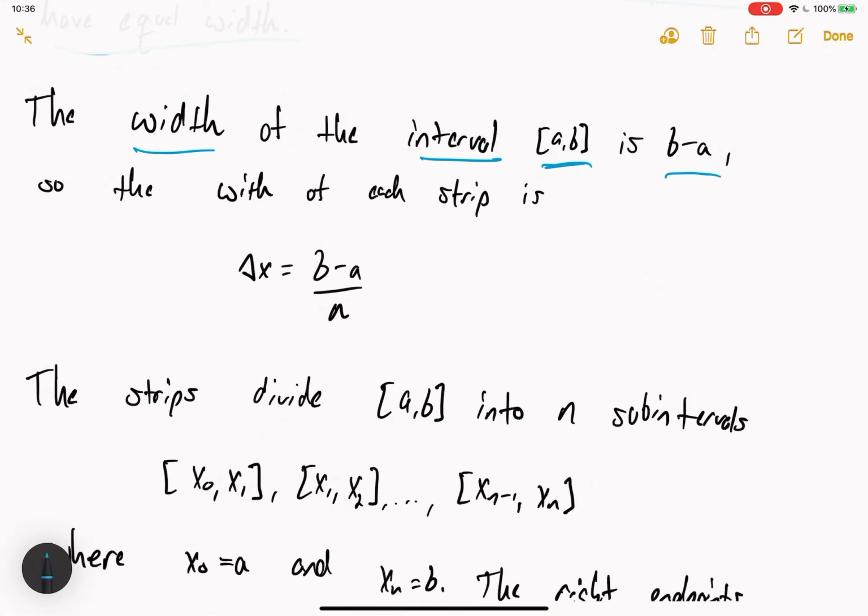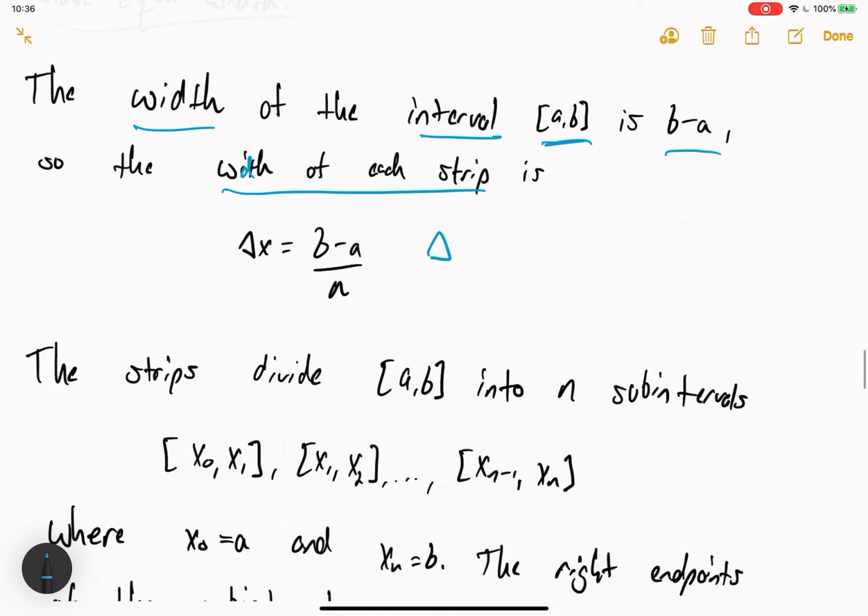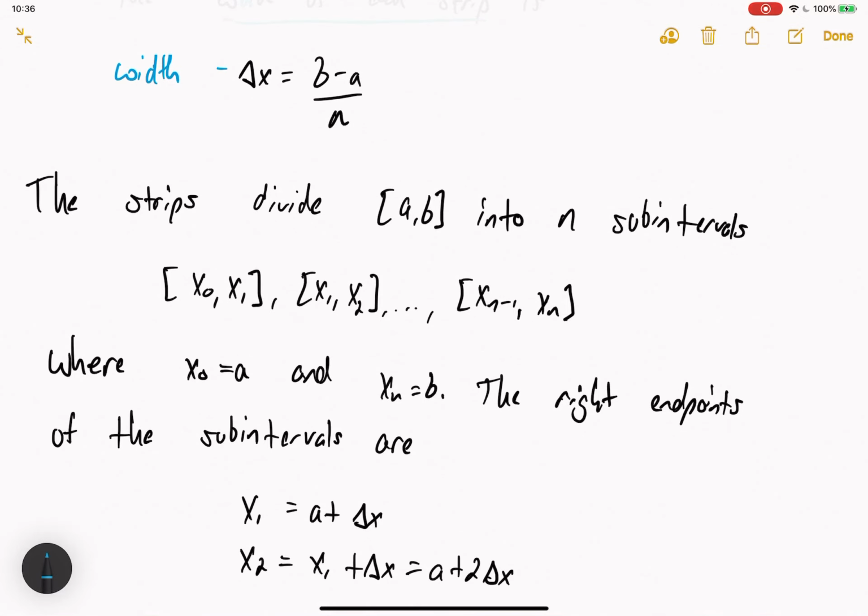So you take the length, you cut it into n different pieces. The width of each strip should be b minus a, the total length, cut into n equal pieces. So each rectangle will have width delta x equal to b minus a divided by n. So that's our width. Keeping that in mind, we're going to divide [a, b] into n subintervals.